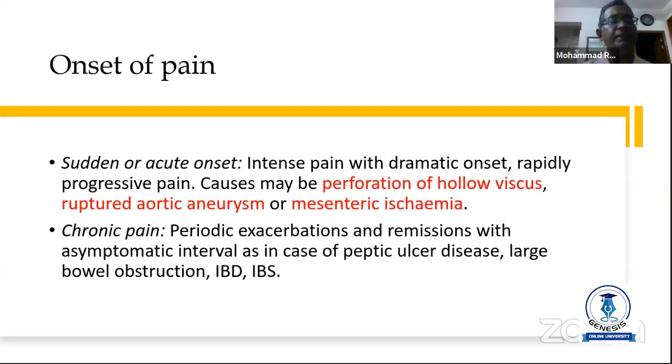And chronic pain, periodic exacerbation and remission. We all know periodic exacerbation and remission. This is a typical history of peptic ulcer disease and its relation with food. This is peptic ulcer disease. And sometimes it occurs in large bowel obstruction, where the chronic pain builds up slowly. Patients with IBD, inflammatory bowel disease, and also in IBS, have chronic exacerbating pain.